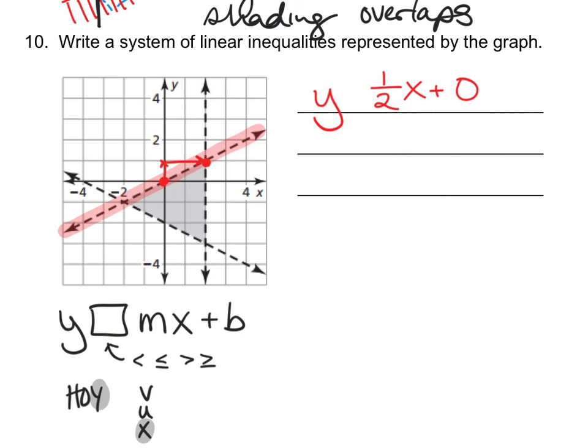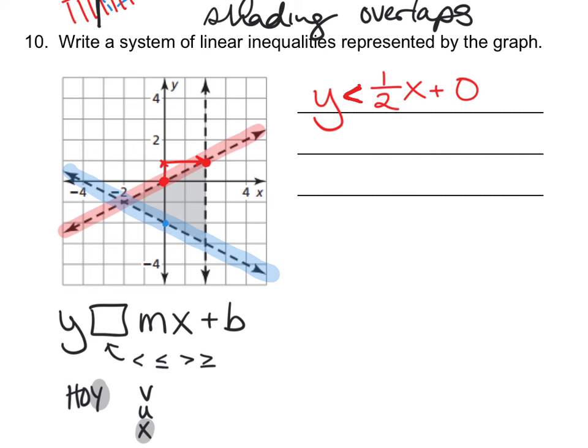We just need to figure out the symbol. Well, that line is dashed, so it's definitely not got the little line underneath the symbol. And since the shading is underneath it, we're going to go with the one that's dashed and below. That's your less than symbol. Double check that it looks like your left hand. Fabulous.